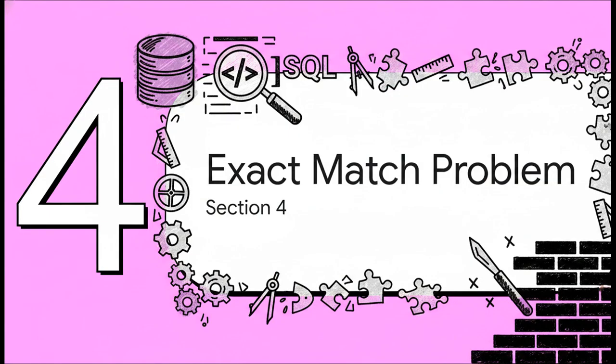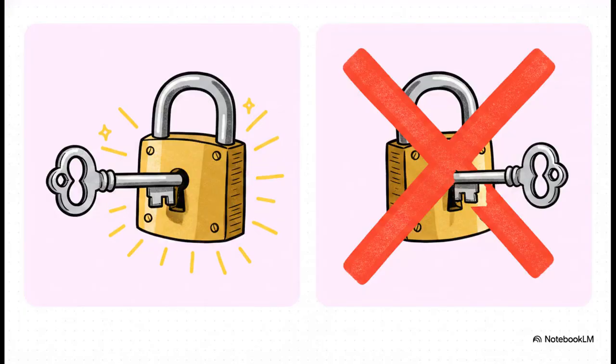Section 4. The exact match problem. All right, so here is exactly where the limitations of those standard comparison operators really show up. If we search for the exact name Jerry using where first name equals Jerry, the source notes confirm this runs as normal. Smooth sailing, right?